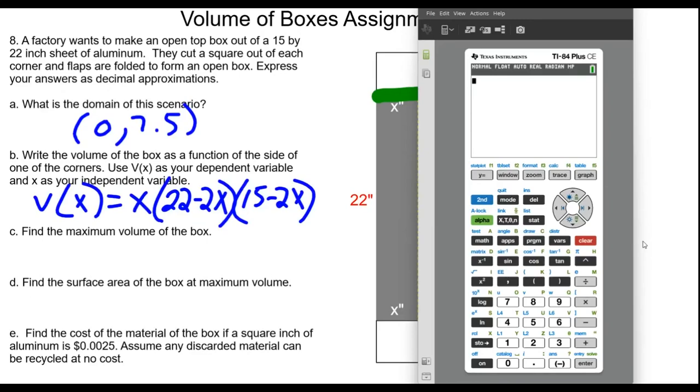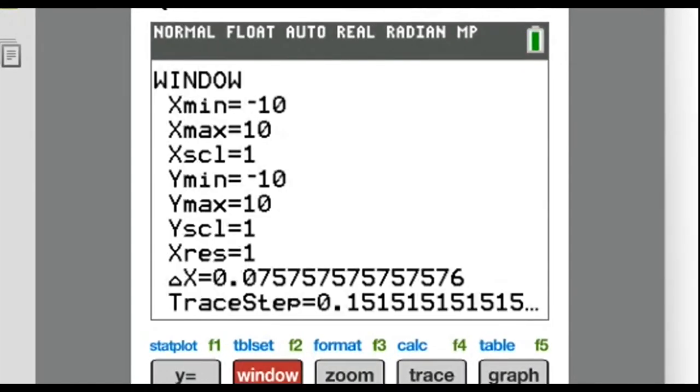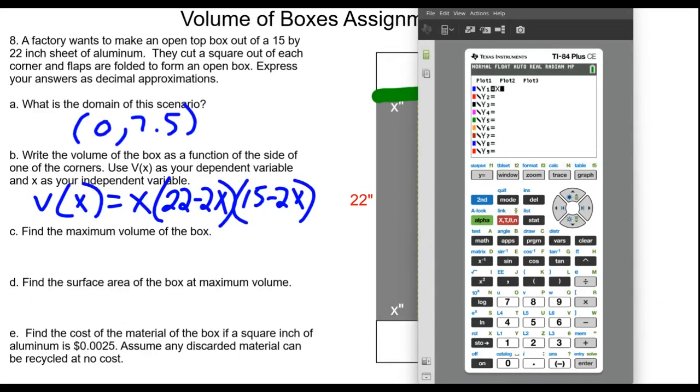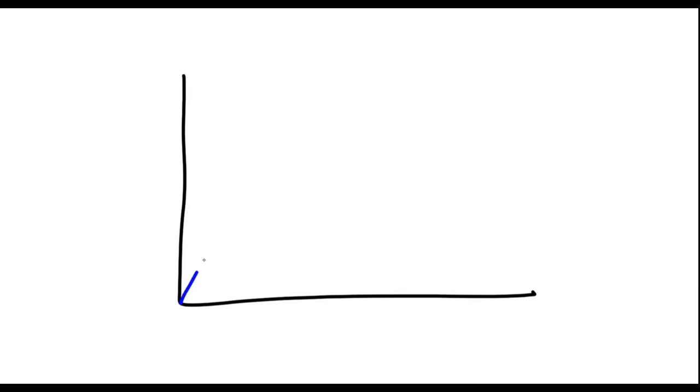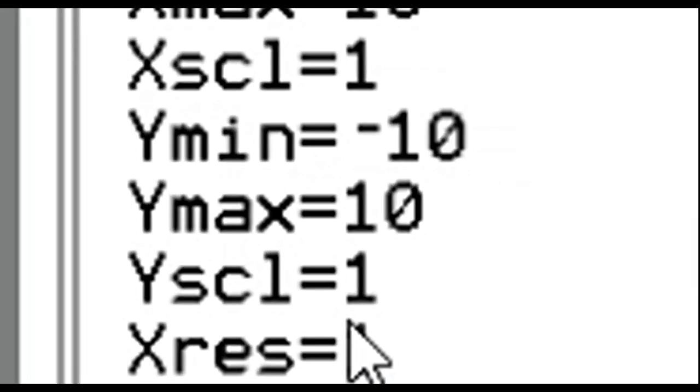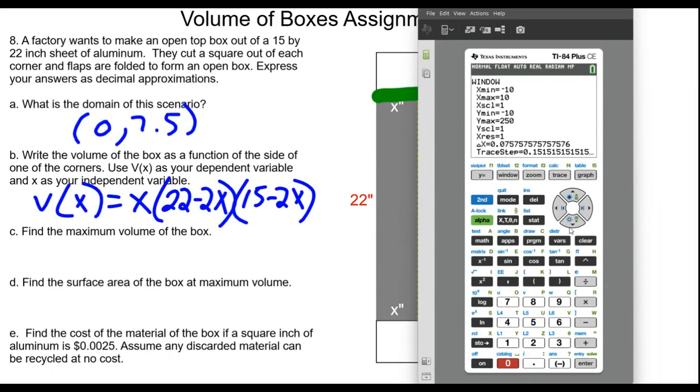Okay, we have our TI-84. I am just starting with the standard viewing window. Let's input the function and hit graph. All right, we don't see a whole lot. The function is going to look something like this. So we need to take our Y maximum way up. I'm going to take it to 250 and scale it by 50.